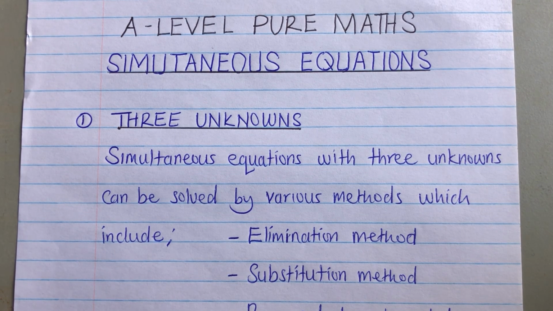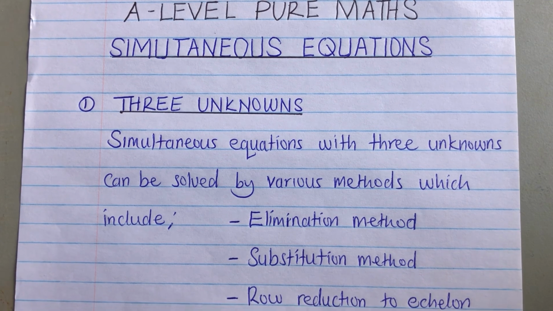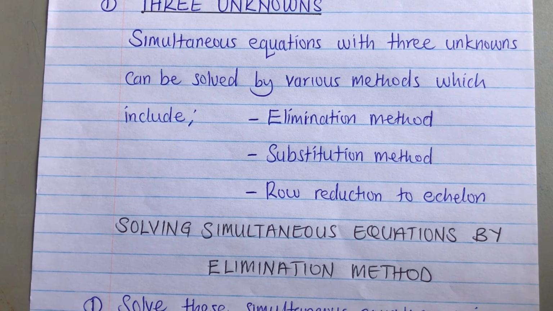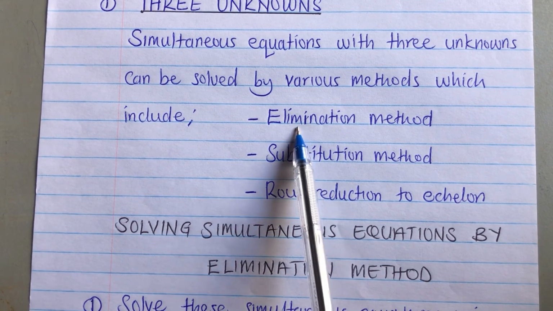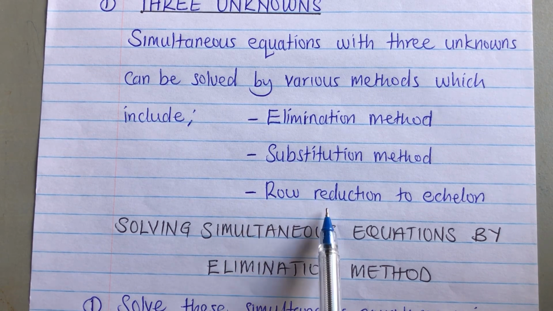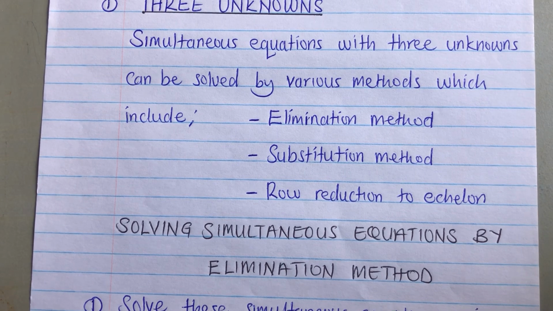I'm here to take you through A-level pure mathematics, and we shall specifically be looking at how to solve simultaneous equations with three unknowns. This can be solved using various methods, but we shall look at basically three, that is elimination method, substitution method, and row reduction to echelon. We shall start with elimination method.